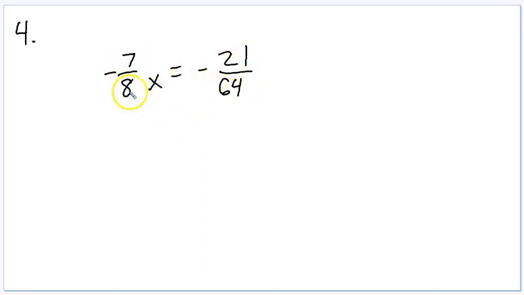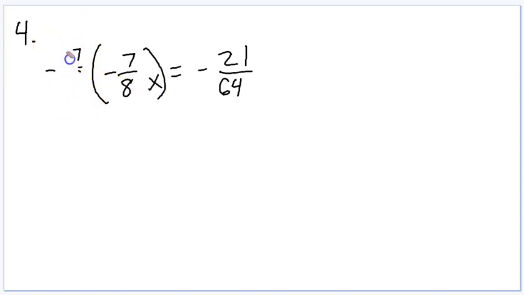Number 4 states negative 7/8 x equals negative 21/64. Once again, class, this is a fraction and it's multiplication in the original equation, okay? Therefore, we have to do the opposite to solve it, which is division. So to divide fractions, we have to change to make it multiplication, and then we have to flip. Okay? Nope.